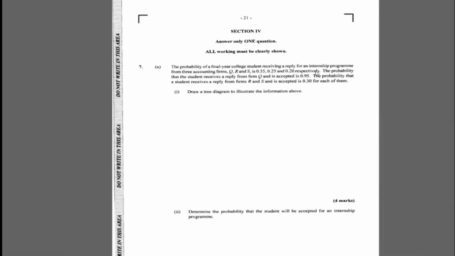Question 7. Now, we finally reached section 4. When you get to section 4, you're only required to do one question.